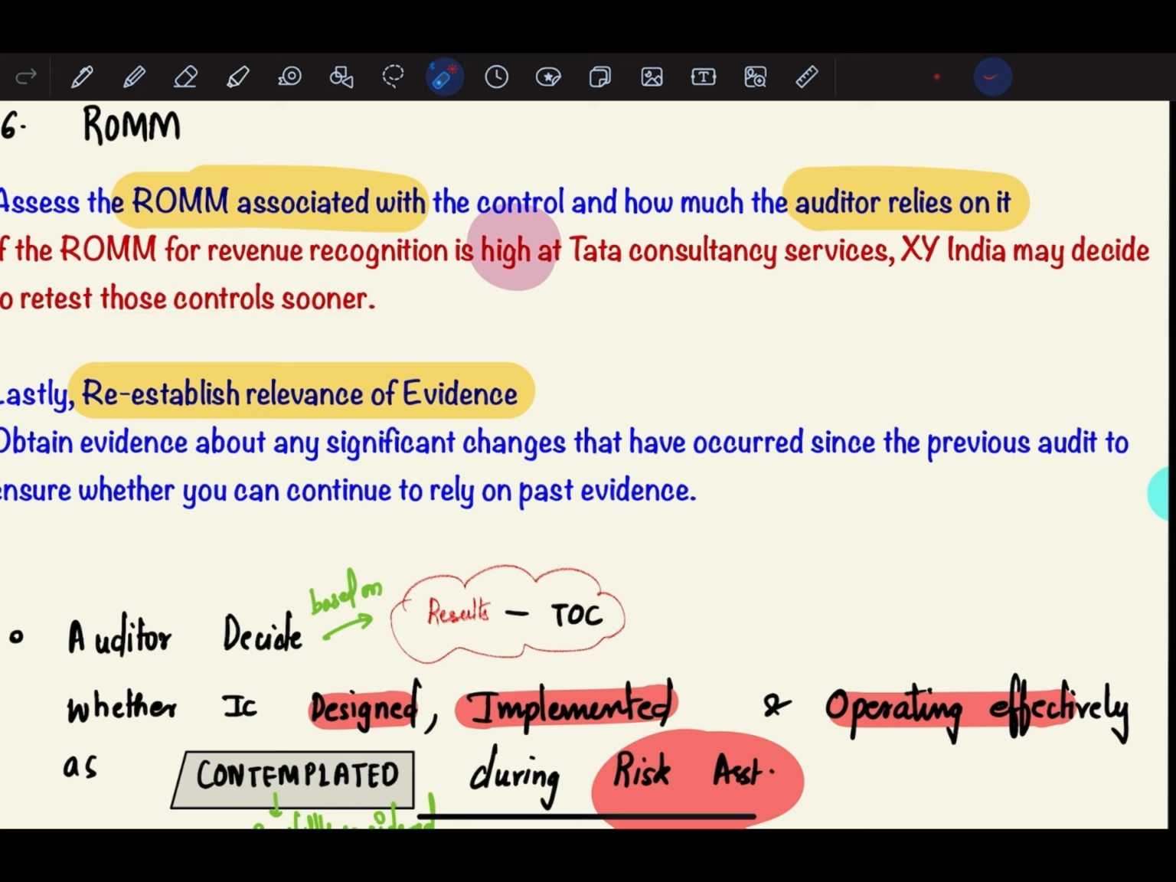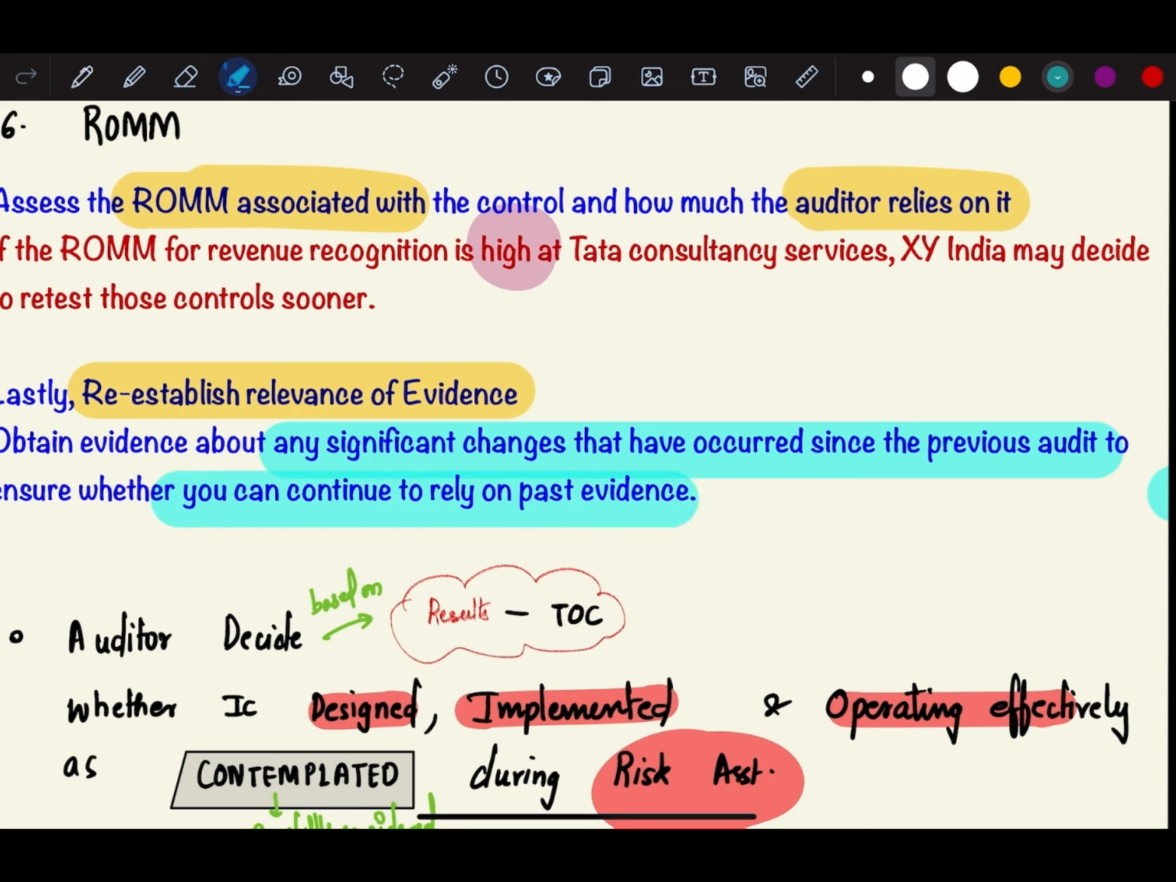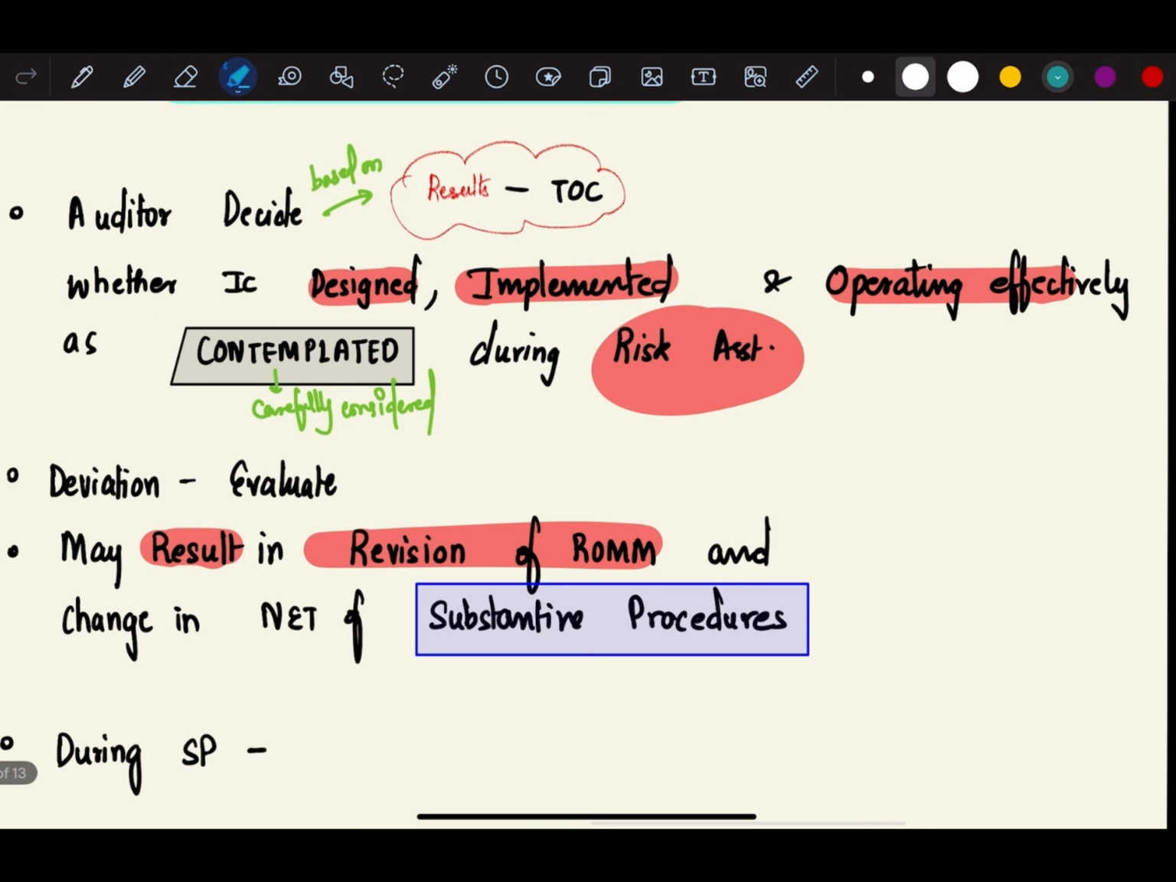Lastly, re-establish relevance of evidence. Whatever previous audit evidence there is, is it relevant for you to use right now? Obtain evidence about any significant changes that have occurred since the previous audit to ensure whether you can continue to rely on the past evidence. So this was about whether the auditor can use the past evidence or not, and what factors he should consider in order to determine whether he can use it or when he has to retest.